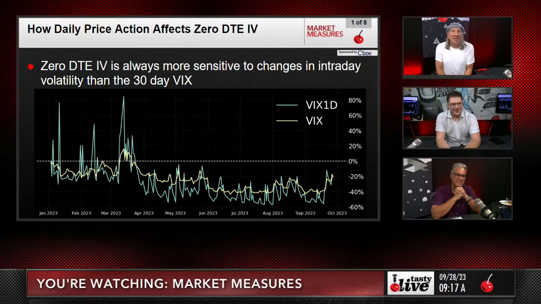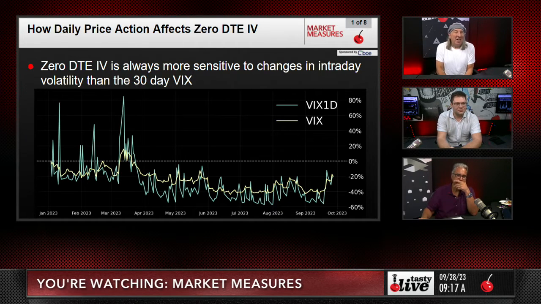Though one-day implied volatility is always more sensitive to changes in intraday volatility than the 30-day VIX. You have the 1-day and the 30-day up here, and you can see obviously that the 30-day is pretty level-headed, but the 1-day's all over the place. Significantly more so. About 4x. Okay, makes sense. So 1-day volatility is about 4 times more volatile than the 30-day volatility. Let's go to the next slide.